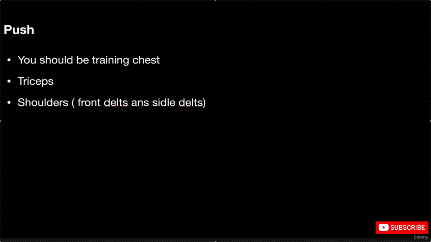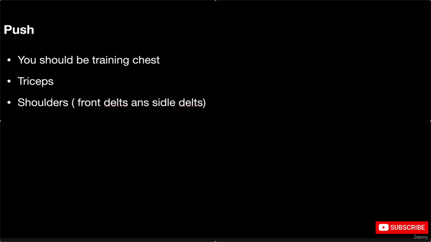So push. You should be training chest, triceps, and shoulders. As I told you in the previous video, you should be training incline bench press, doing a flat bench press, and flies for your chest. You should not have 3 sets for incline, 3 sets for flat, 3 sets for decline. You don't have to do that kind of movements. So just do 3 sets of incline, 3 sets of flat, and finally 4 sets of flies as a finisher movement.